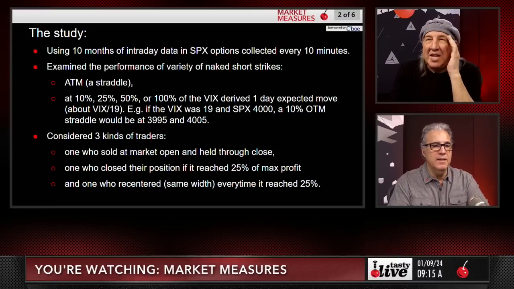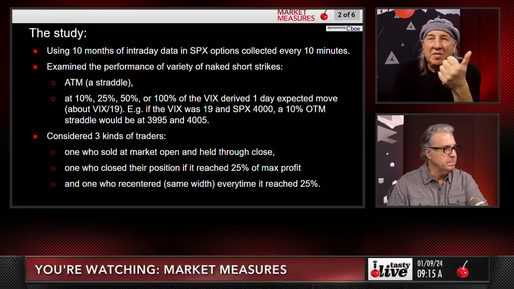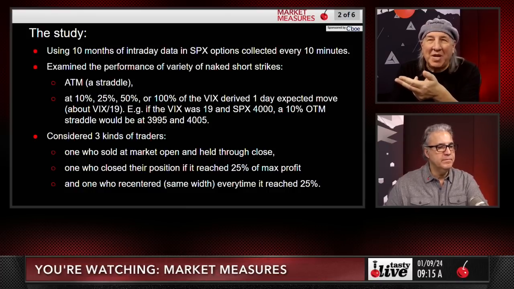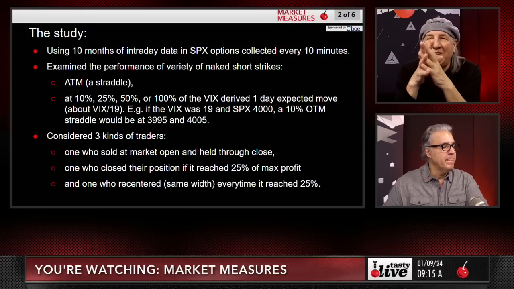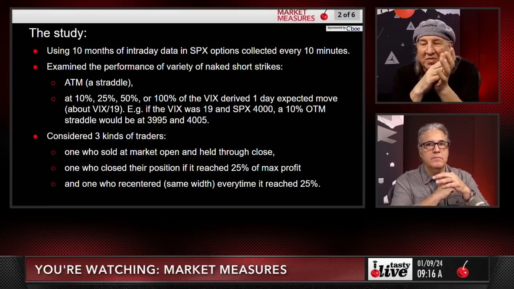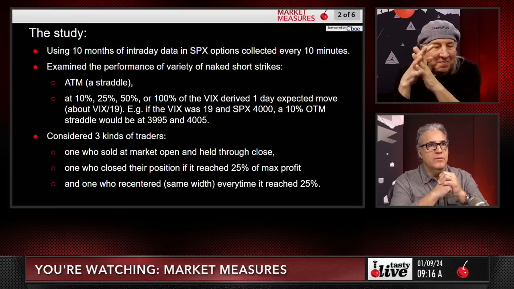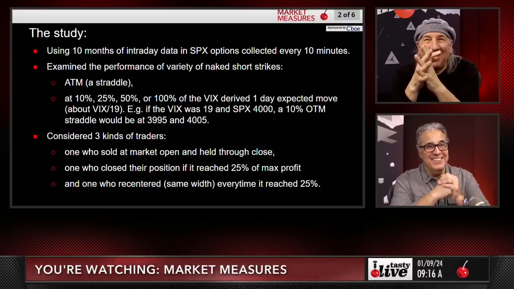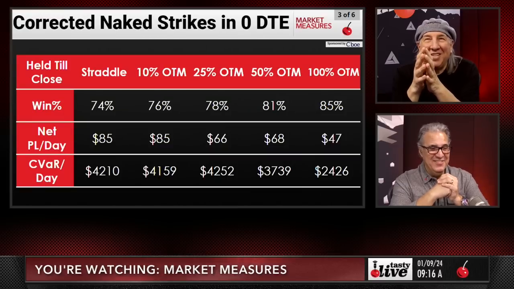Anyway, we looked at people who sold at the open and held through the close, who closed when the position reached 25% of max profit, and who recentered every time it reached 25% of max profit. We're much more the kind of people who just take profits. We run like thieves in the night. We're a one-trick pony, creatures of habit.